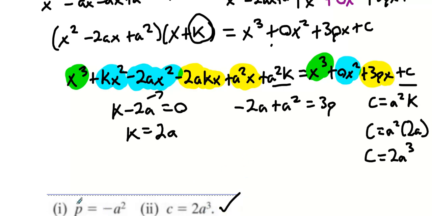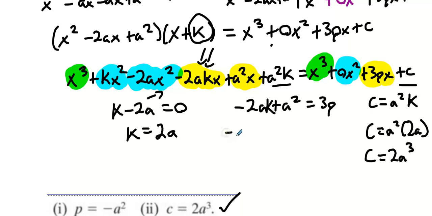The next one, we're looking for p. P is in this equation here, and we have minus 2a. Sorry, just give me a sec with this one, lads. I seem to be missing something. Oh, there's a k here. That's what I missed out on. See that k? It's minus 2ak plus a squared equals 3p. I forgot the 2ak. So therefore, I'm going to replace k with 2a.